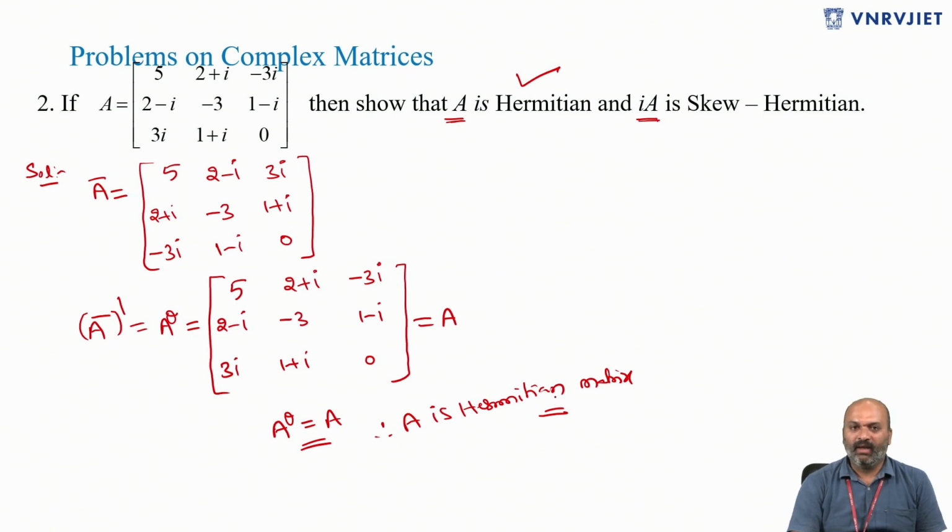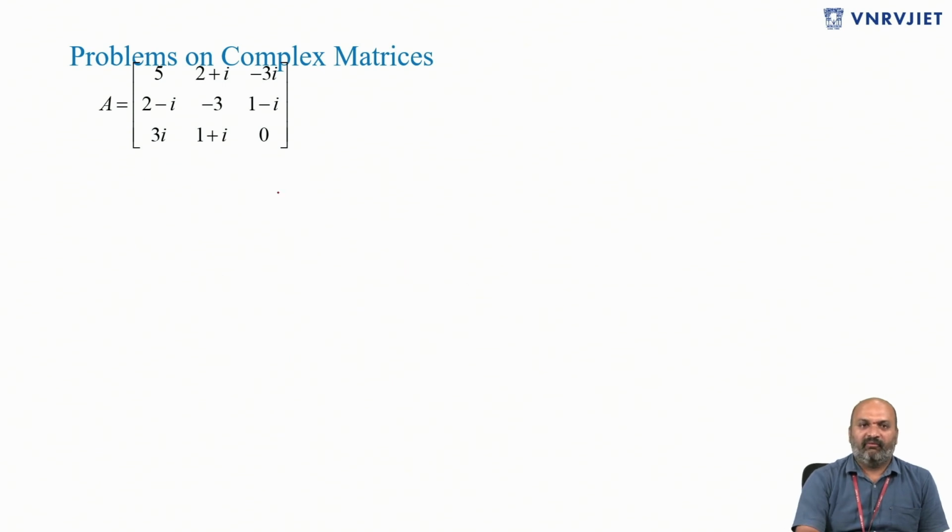Okay. Next we have to prove i into A is a skew Hermitian matrix. So now let's see. We have A here. This is the matrix A. For i into A, first we have to multiply this matrix with i. Scalar multiplication of a matrix with a complex number. We have to multiply every element of the matrix with i.